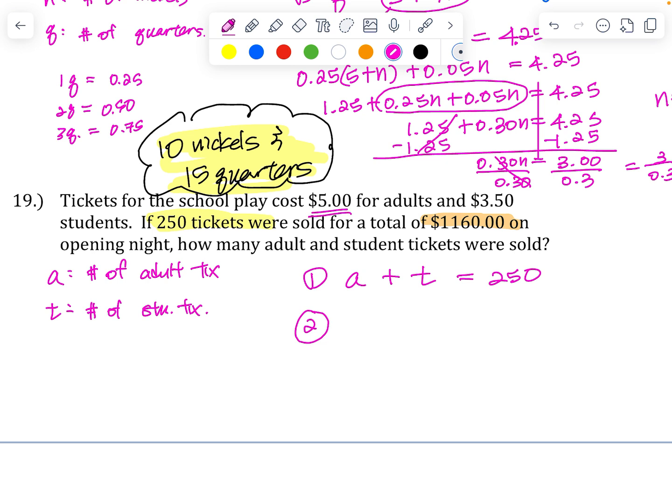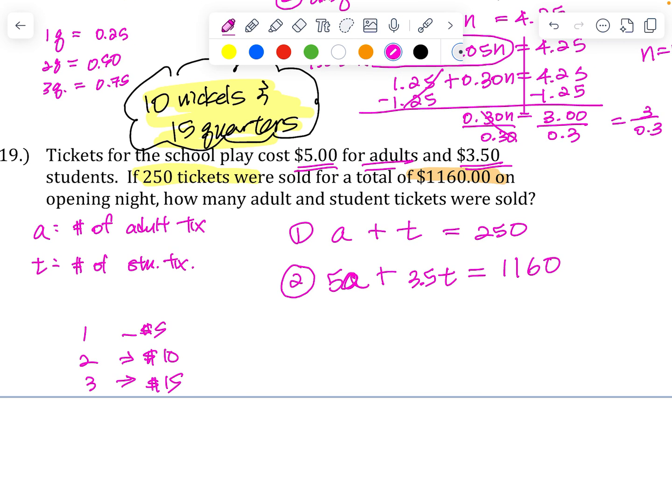It's $5 for adult tickets. So 1 ticket will be $5, 2 tickets will be $10, 3 tickets will be $15. So essentially you're just multiplying by 5. So 5A. You just multiply the number of adult tickets by 5. Plus, similarly, you'll do the $3.50 per student. So whatever the number of student tickets is, you multiply that by 3.5. If you have 2 tickets, it'll be $7. If you have 10 student tickets, it'll be $35, and so on and so forth. And the value equals 1160.